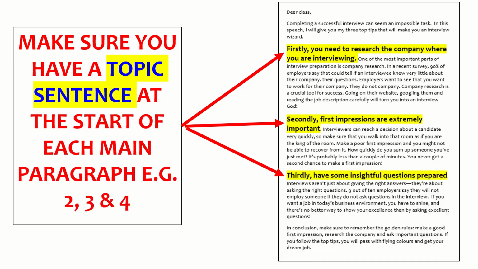So for example, firstly, you need to research the company where you're interviewing. Secondly, first impressions are extremely important. Thirdly, have some insightful questions ready. You can really go into detail and do longer sentences, but that can be for the bulk of your paragraph. Your first sentence, make it really nice and clear. What you wouldn't want is, secondly, first impressions are really important because handshakes are really important, and also the way you dress. It's far too long, it's far too convoluted. First sentence, nice and clear.